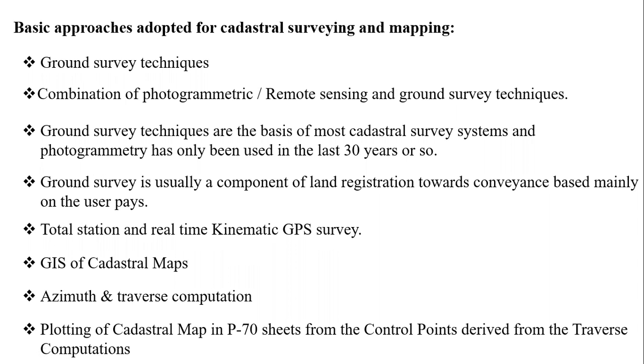Mostly total station, real-time kinematics, GPS survey, all these things. So we use this GPS survey. GPS survey means, I think, if anybody has seen sugarcane people, they will put some dots, some points, to calculate how much area of sugarcane crop has gone, the area of all those things.